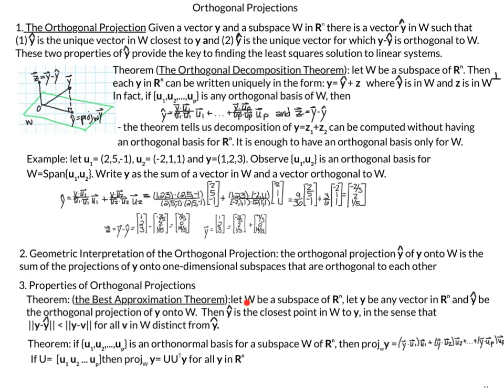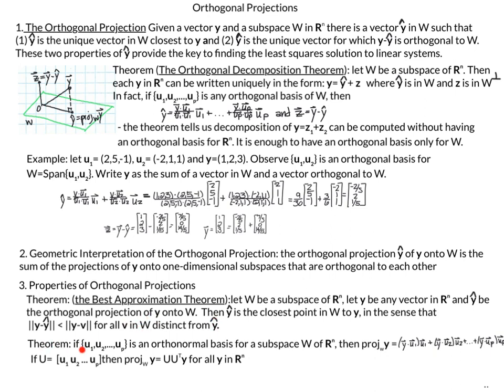So what is our theorem? Let W be a subspace of Rn and y be any vector in Rn, and let y hat be the orthogonal projection of y onto W. Then y hat is the closest point in W to y, in the sense that the distance between y and y hat is less than the distance between y and v for all other vectors in W distinct from y hat.